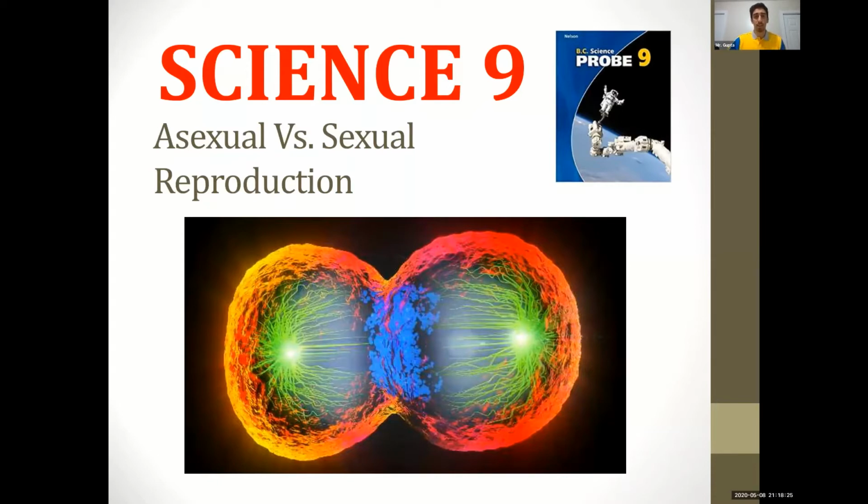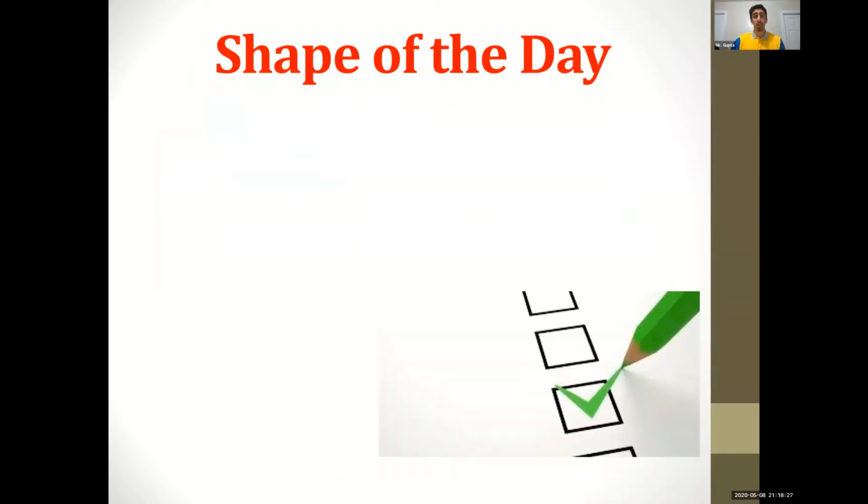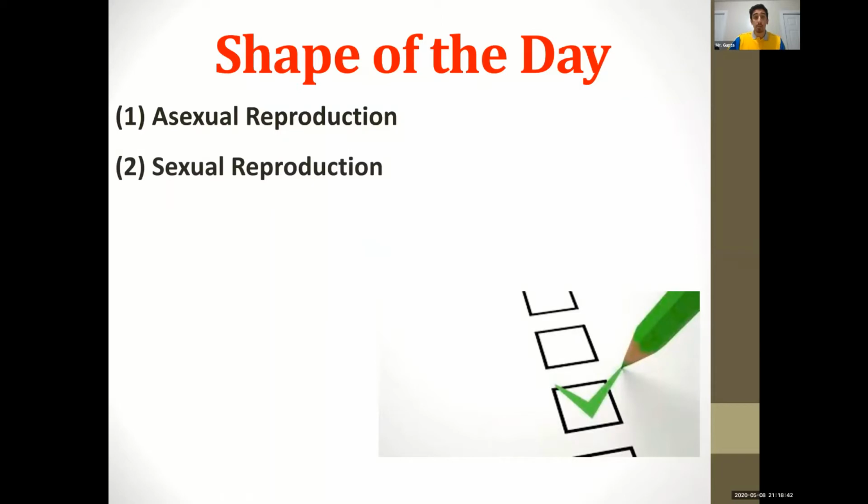So let's get right to it. We're going to start off with the shape of the lesson. We're going to first talk about asexual reproduction. What is asexual reproduction? What kind of organisms reproduce through asexual means? And then we're going to follow that with sexual reproduction. We're going to end this lesson today with zygote development. So this is a rather short lesson. It should only take about 5 to 6 minutes.